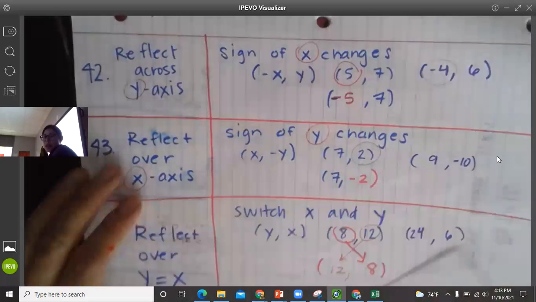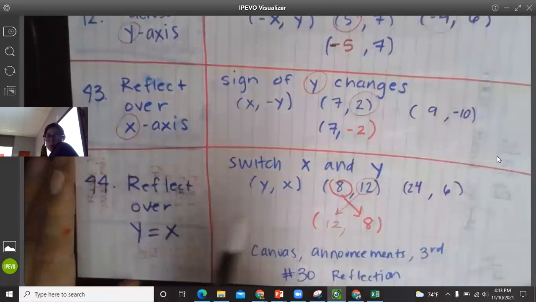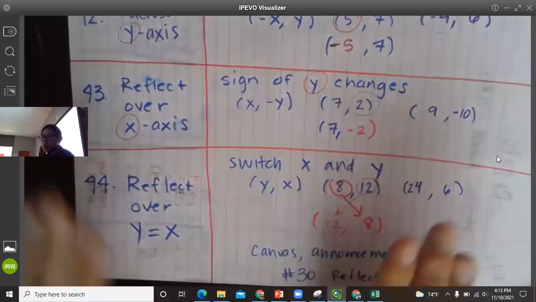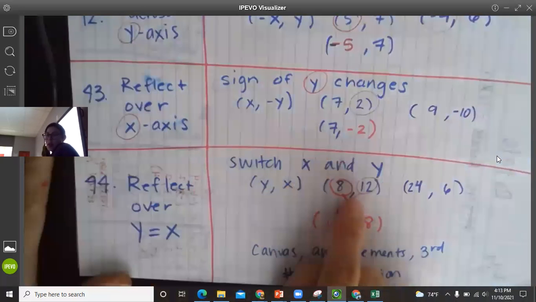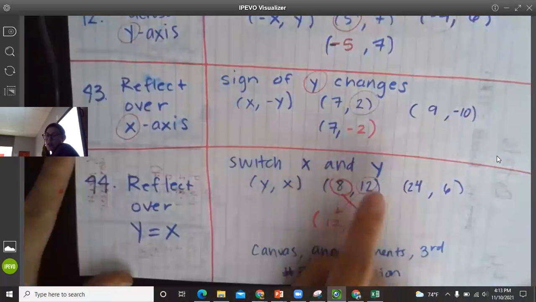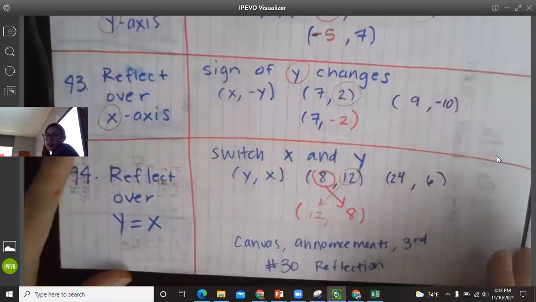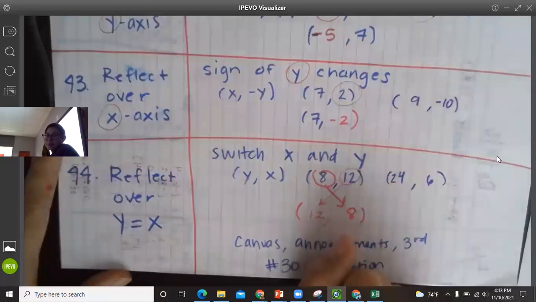And then the last one is when we reflect over Y equals X. And that's when we switch X and Y. It doesn't have to do with sign changes. It just has to do with switching the order of the X and the Y. Okay, so 8 goes first, now it goes second, 12 goes second, now it goes first. All right, and then there was a reflection practice. So here it would be 6, 24.